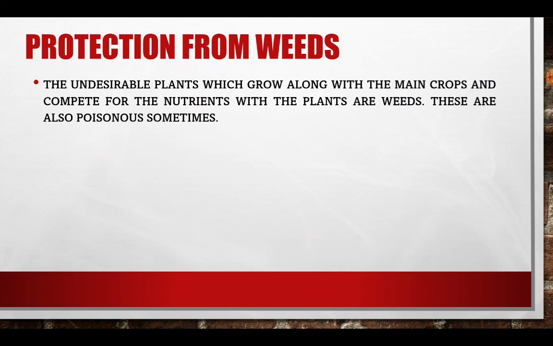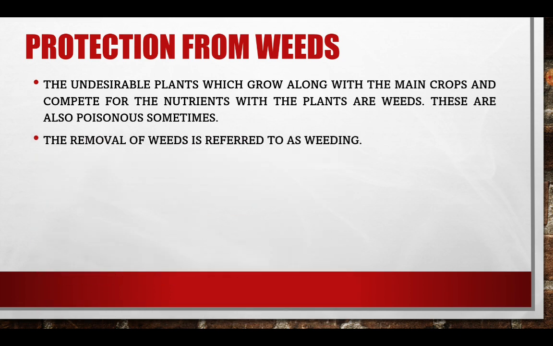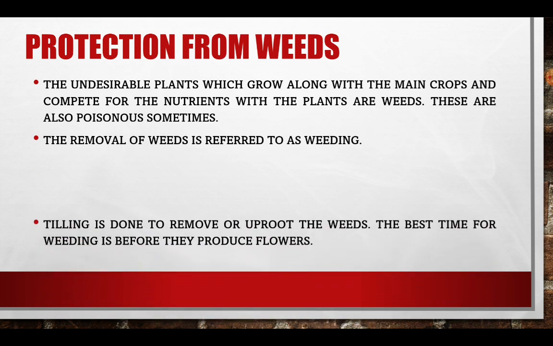The undesirable plants which grow along with the main crops and compete for the nutrients which the plants take are weeds. So, weeds take all those nutrients which a crop needs and hence they damage the crops by not providing them sufficient nutrients. These are also sometimes poisonous when eaten by animals. The removal of weeds is referred to as weeding.